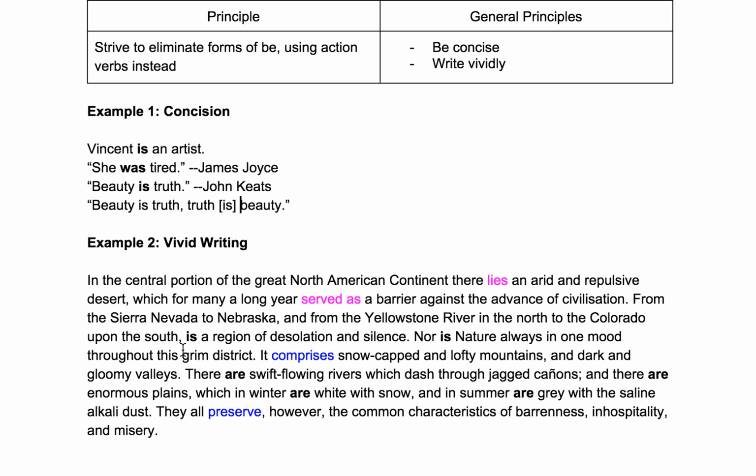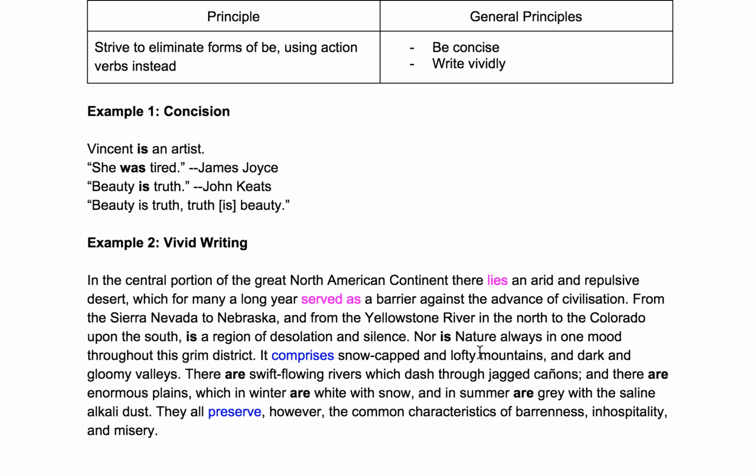Now, the bold-faced words, of course, show that there are many forms of be in this piece of writing. But that's perfectly fine, because in this piece of writing we have a lot of vivid lines. There are a lot of details of place: North American continent, the Sierra Nevada, Nebraska, the Yellowstone River, and the Colorado River. Not only that, but we also have very vivid descriptions of this landscape. The mountains are snow-capped and lofty, the valleys are dark and gloomy, there are jagged canyons, enormous plains, and so on. So when your writing is full of such descriptive passages, you don't really need to worry about having colorless verbs like be in the writing.